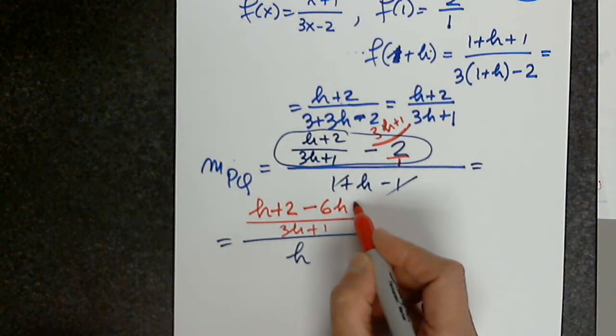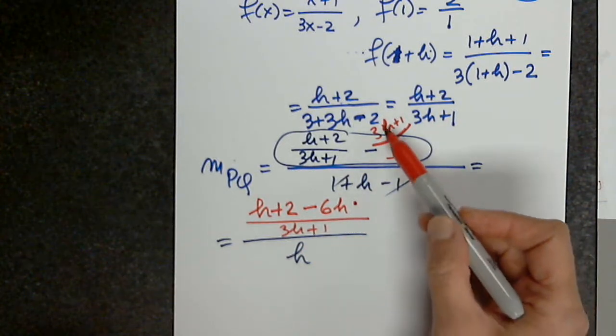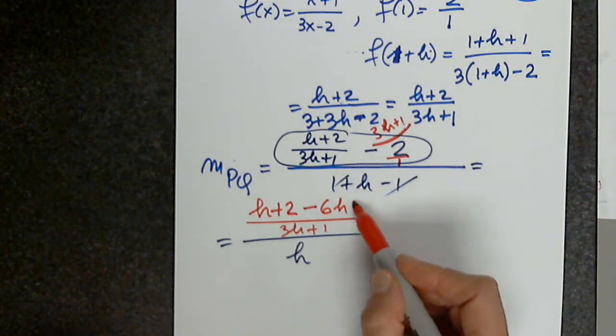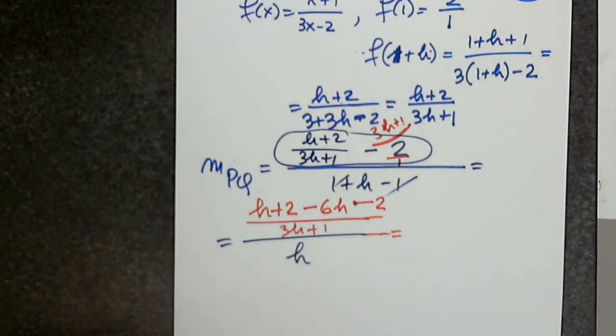And then I have to multiply negative 2 by 3h and negative 2 by 1. So minus 2. Did I lose anyone? Are you with me? Everything is okay? Please ask. Are you okay? Yes?